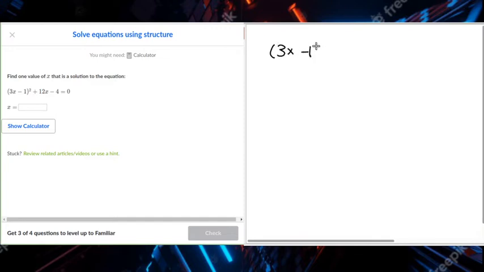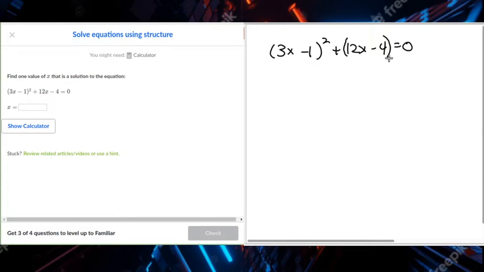3x minus 1 squared plus 12x minus 4 is equal to 0. And what I can see is that 3x minus 1 and 12x minus 4 are multiples of each other. They have a common factor. That's 3x minus 1. This is 3x minus 1 times 4. 3x times 4 is 12x, and minus 1 times 4 is minus 4.